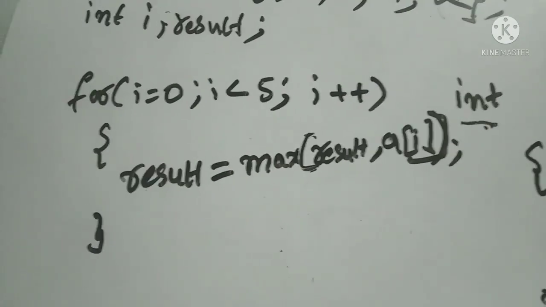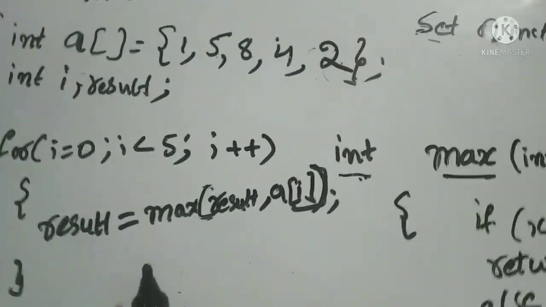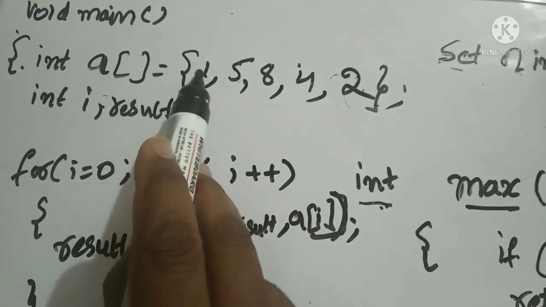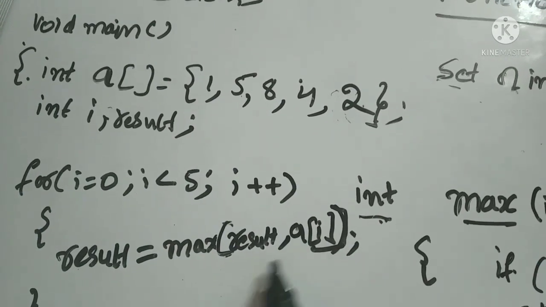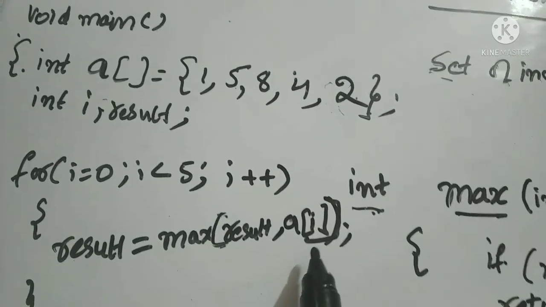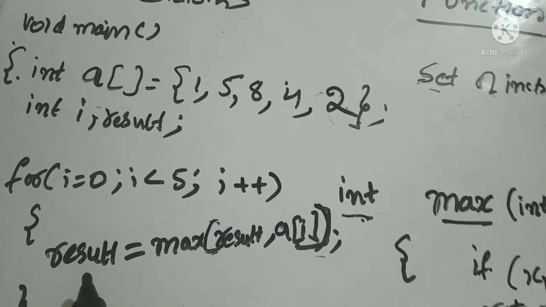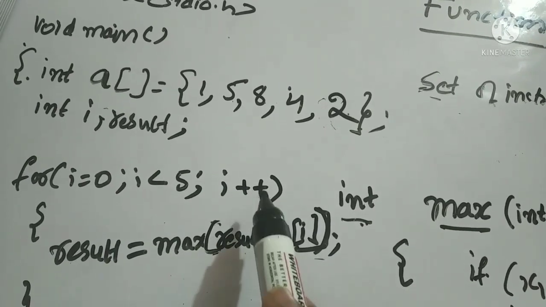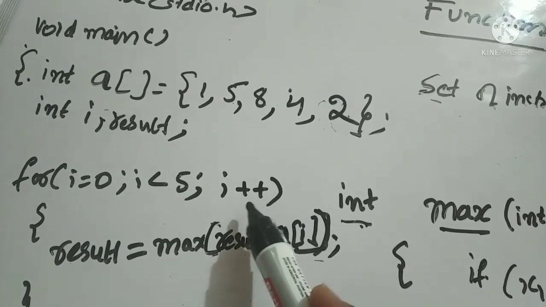Here, at the start, the value of result will be 0. If I don't give any value, it is 0 only. So at the start, it is max of 0 comma a of i. a of 0 is 1, so 0 comma 1, the maximum among these is 1. That value 1 will be assigned to my result. Then in the second iteration, the value of result is 1 and the value of a of i is 2, because it is incremented every time.